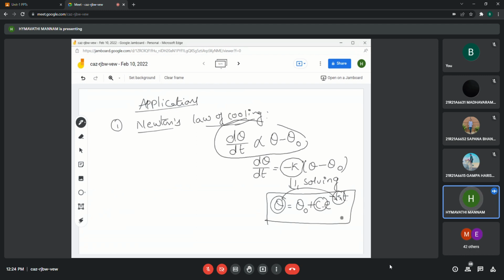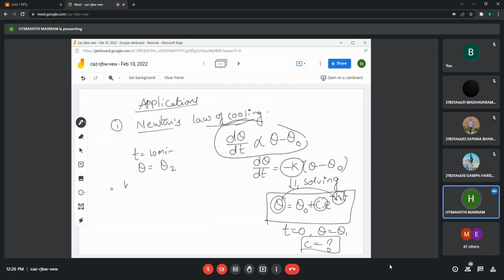These two arbitrary constant values we also have to find out. How can we get c? From the initial conditions. Initially at t equal to 0, theta is equal to some theta 1. From this you can get the value of c. Then another condition will be given, some time like 10 minutes or 12 minutes, where the temperature is some theta 2 value. Then we have to get the value of k.